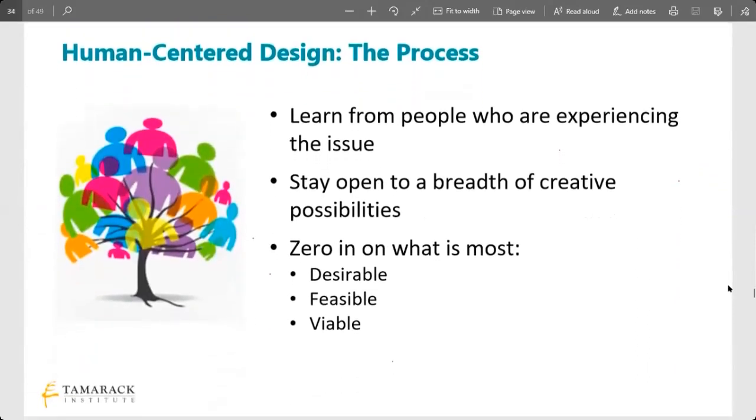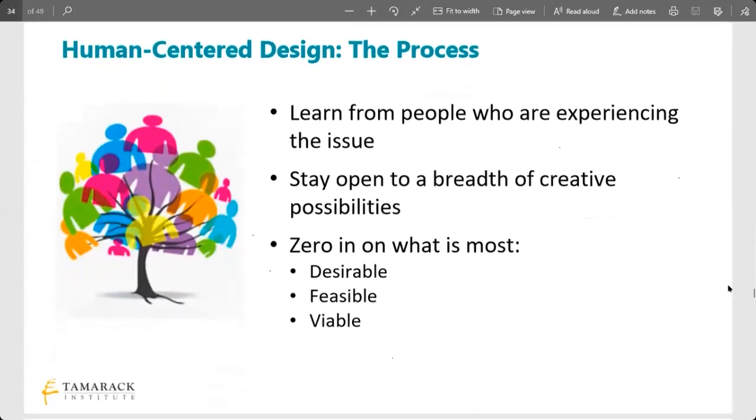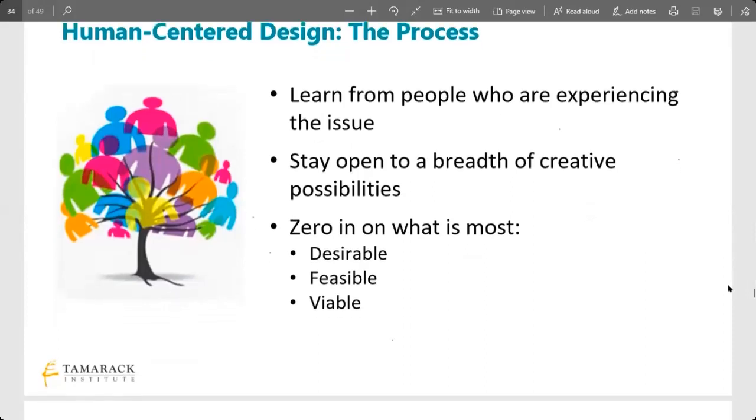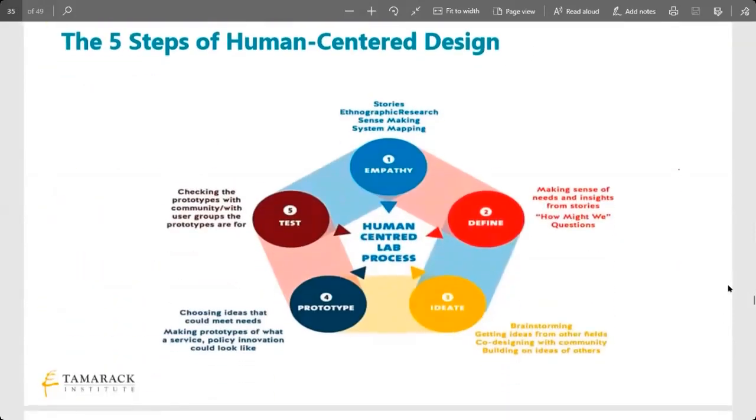So the first is you really ground in. The process really looks like zeroing in on generating lots of ideas, learning from the people who are experiencing the issue to begin with, and then generating as many possibilities as you can think of before you start deciding which ones you're going to act on. And then running through a filter of what's most desirable, feasible, and viable in terms of prioritizing what you want to experiment with. And here are the 5 steps if you go to the next slide.